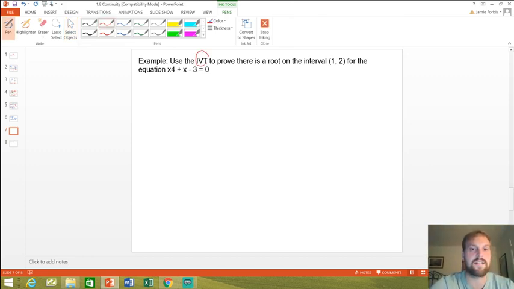It says use IVT to prove there is a root on the interval 1 to 2 for the equation x to the 4th plus x minus 3. Again, I guess it's probably best we do that in class together, where you can ask questions. So as long as you know continuity so far, you're doing all right.